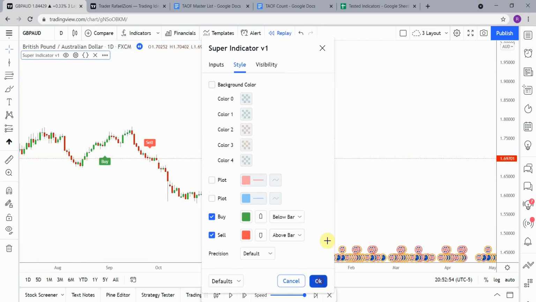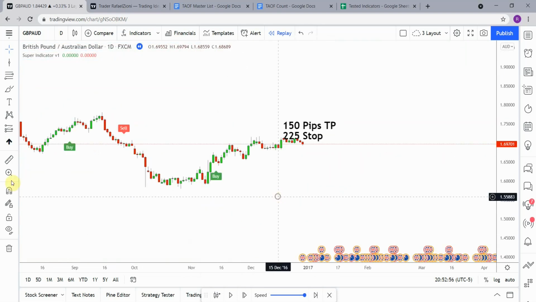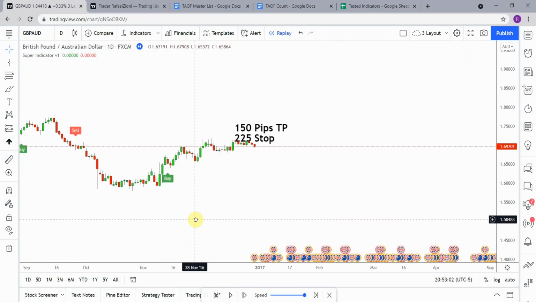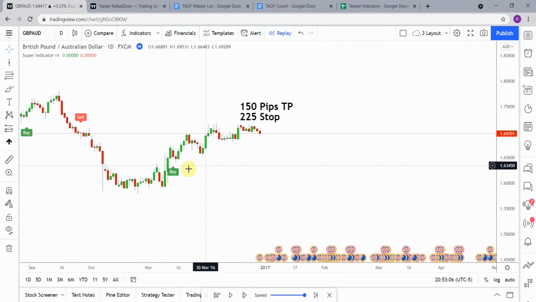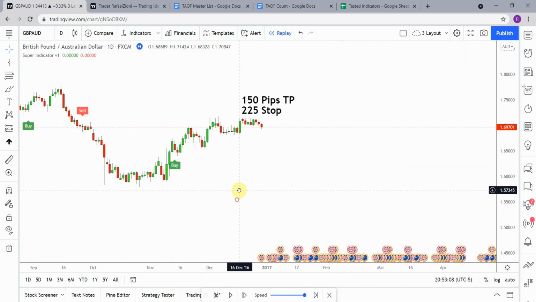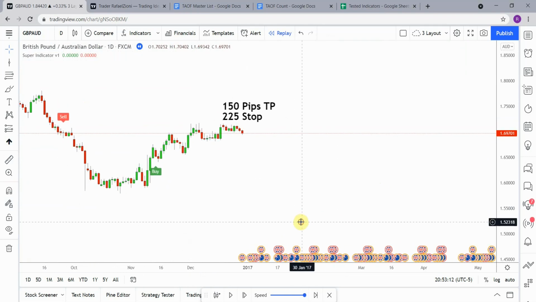So let's go ahead and do that, and then what we are left with are these buy and sell tags right there. The setup on this, as you can probably guess, is pretty simple. When we get a buy tag, we are going to go long. When we get a sell tag, we are going to go short. Let's go ahead and get on with the testing and see what we can get out of this.